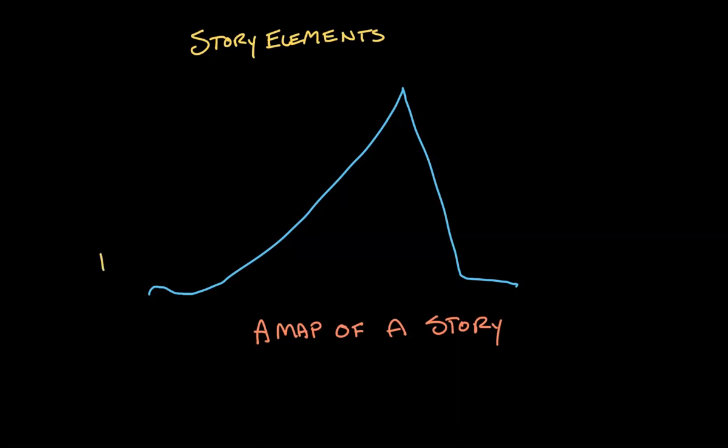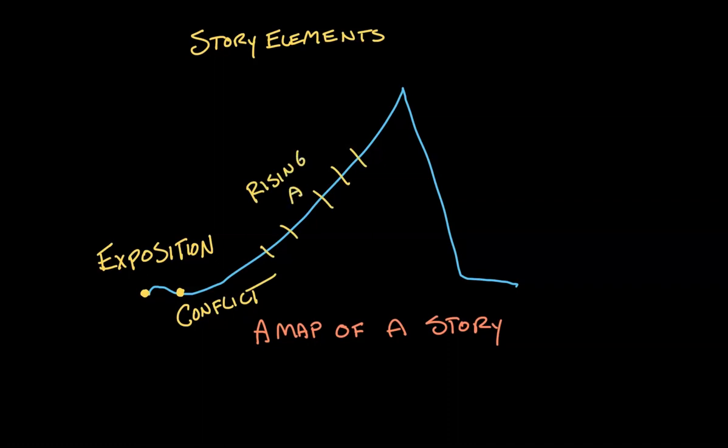The story begins with exposition, where we learn about the characters and the setting. Then we introduce a conflict, or a big problem. As the characters begin to interact with the conflict or try to solve the problem, we enter rising action, this upward slope of the story mountain. When the conflict comes to a head, we hit the most exciting part of the story, the climax.